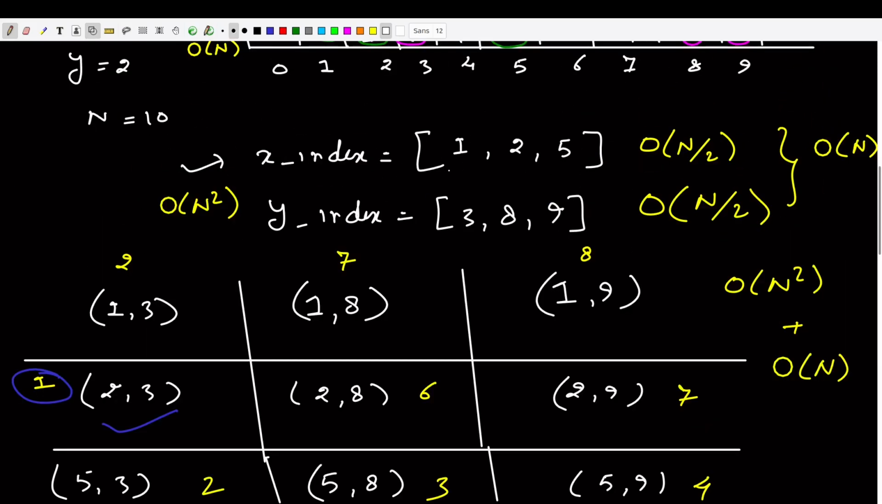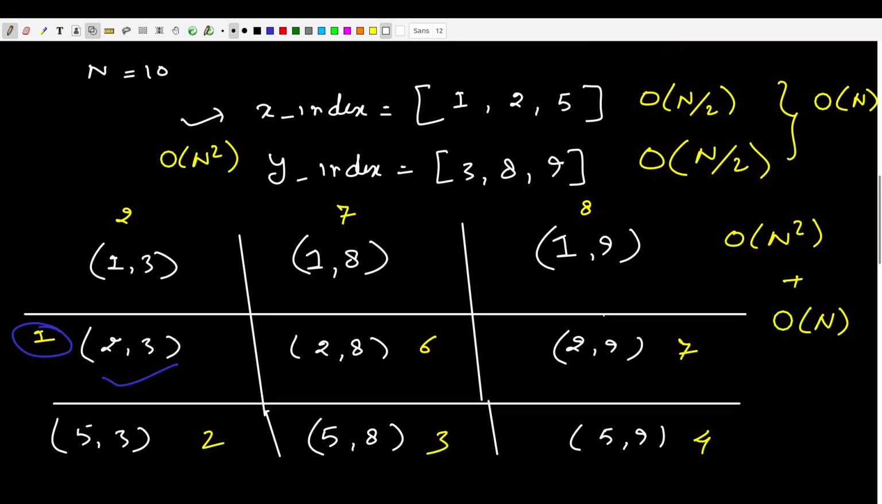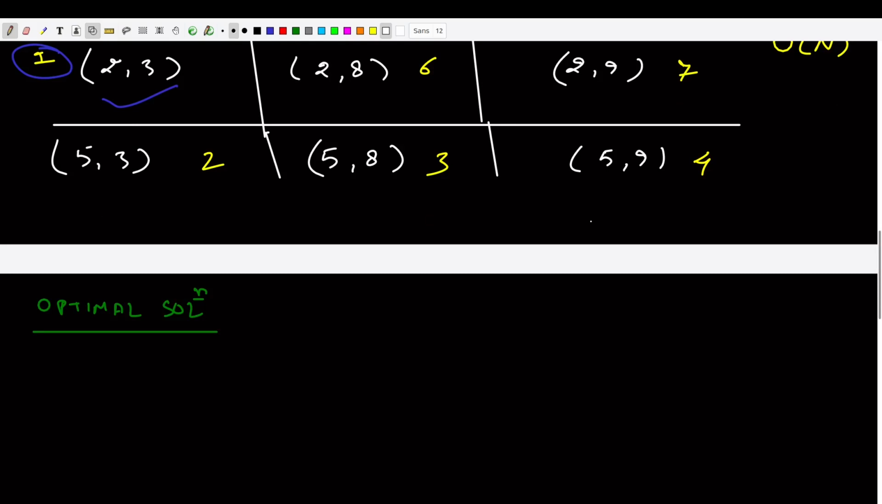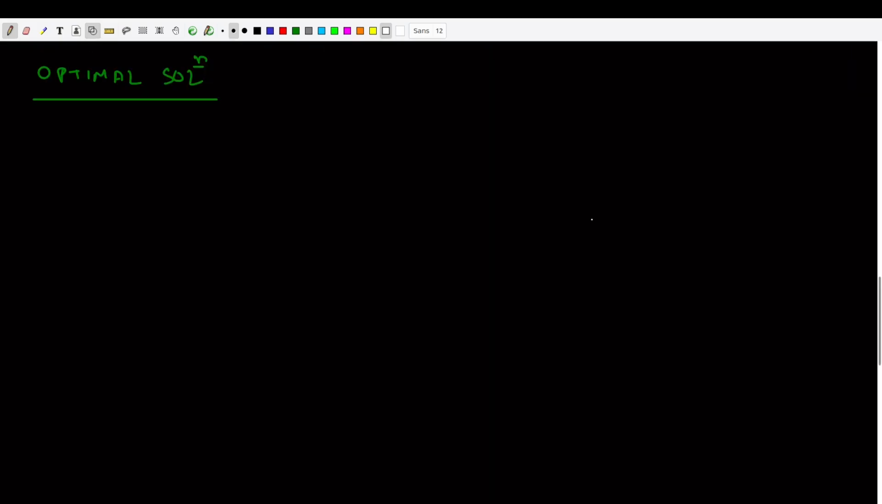Okay, one is, do we really have to go ahead and compute the values of all these pairs? So in this case there are 9 such pairs. Do we really have to calculate the values of 9 pairs? That is one optimization we will do. And the second optimization we will do is, do we need to store all the indexes? Okay, so those are the two optimizations we will do, and we will optimize our problem statement.